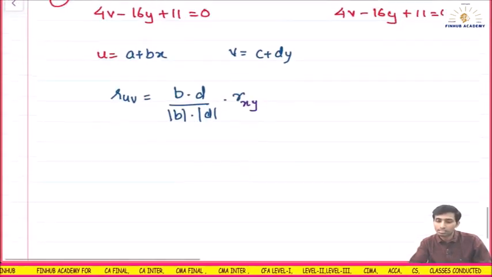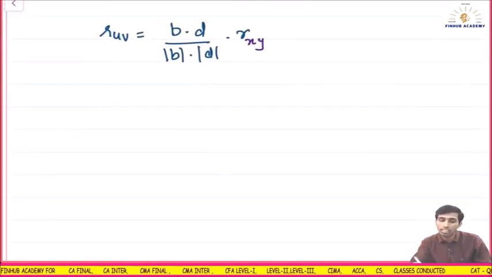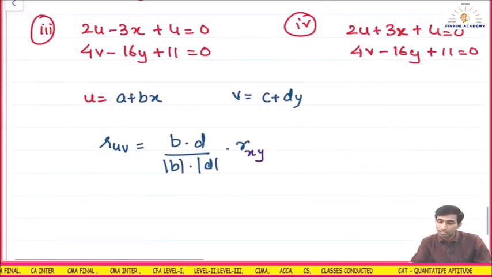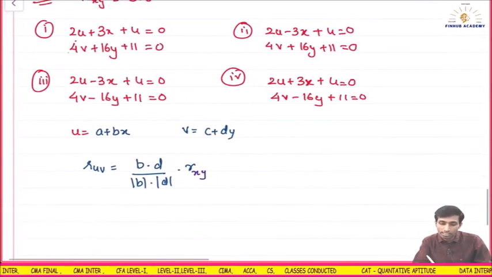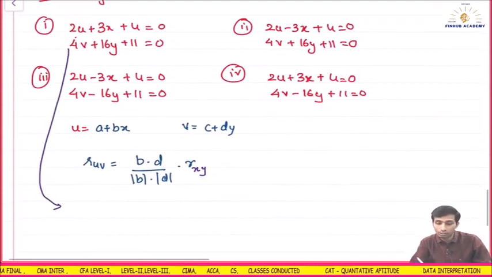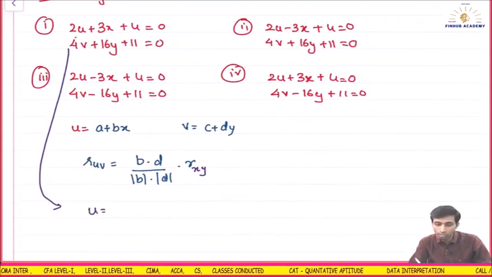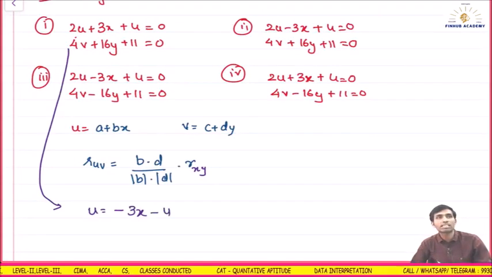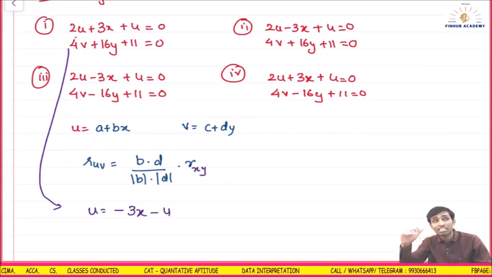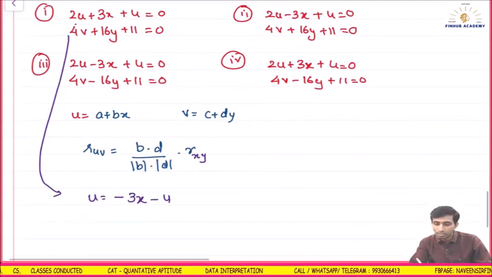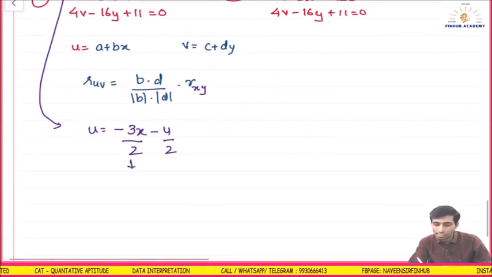Okay, coming back, this we did in the first part. ruv is equal to b into d upon absolute value of b into absolute value of d into r(x, y). If I look into the question, I want to take it in the u form. So u is equal to, I am not writing stepwise, minus 3x minus 4. Please understand, minus 3x minus 4. Right, now 2 will come this side and it will get divided upon 2. So my b value is minus 3 by 2.